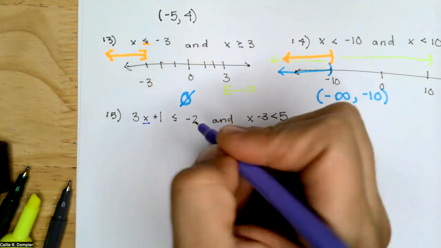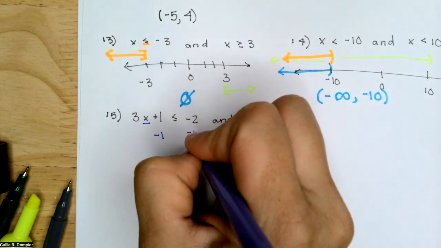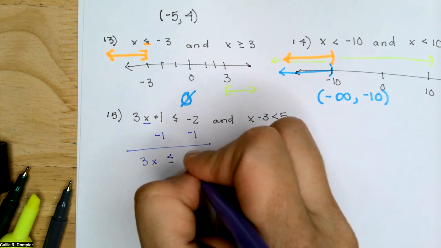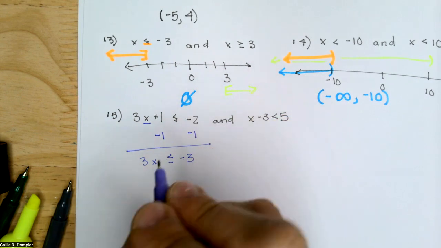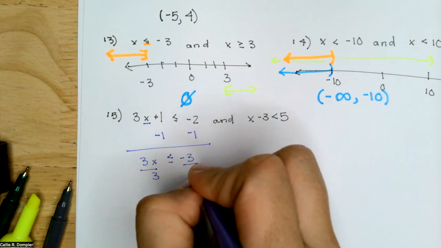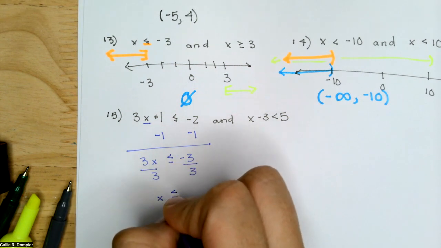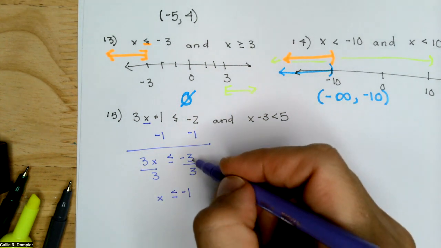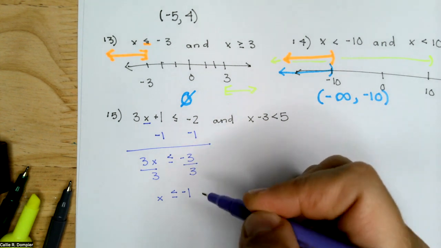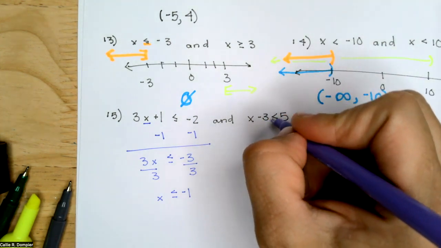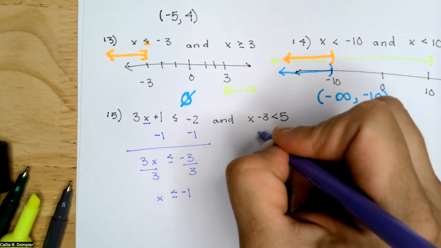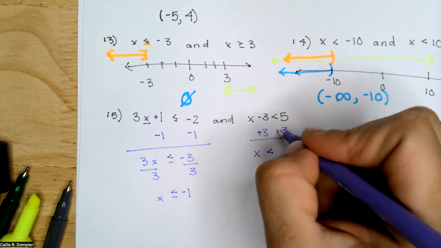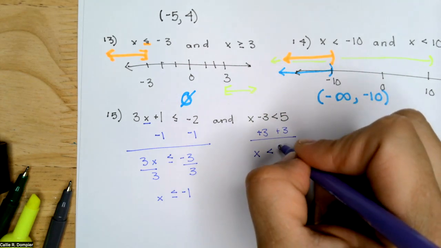So we want to solve for this x. So the first thing I'm going to do is subtract 1, subtract 1. I have 3x is less than or equal to negative 2 minus 1, which is negative 3. Then I'm going to divide by 3. X is less than or equal to negative 3 divided by 3, which is negative 1. Good. You don't need to switch the sign because the thing you are dividing by is not negative. And so, totally separate equation, x minus 3 is less than 5. So I'm just going to add 3 to both sides. X is less than 3 plus 5, which is 8.